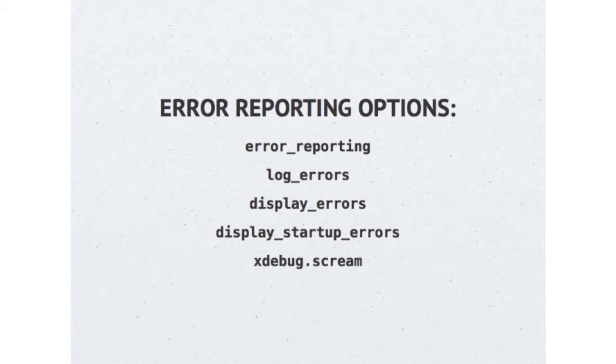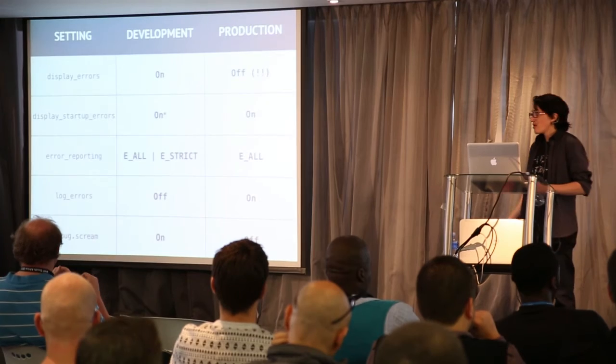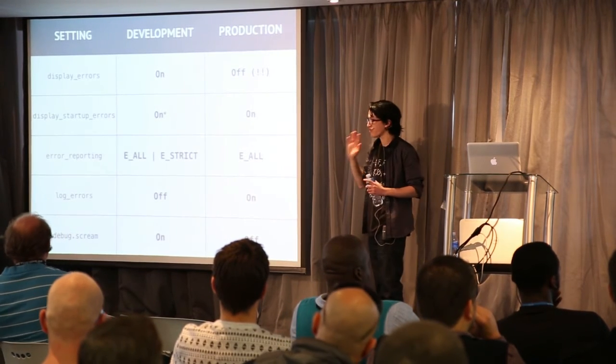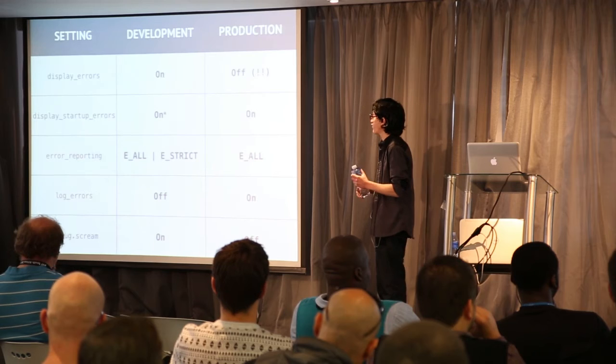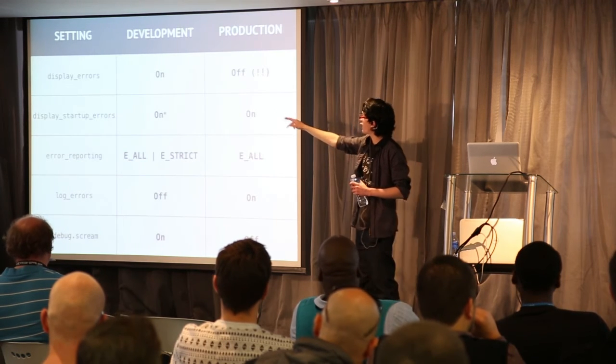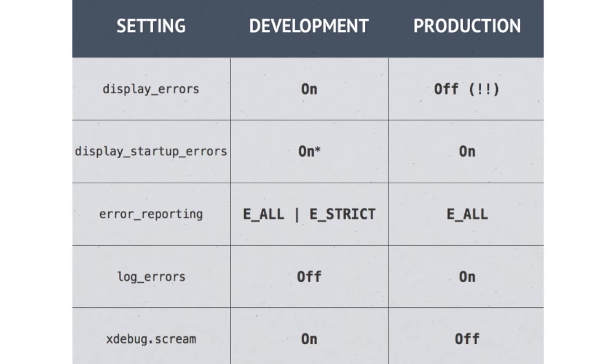Okay? So there's a few options that you can set here. Error reporting, log errors, display startup errors, and xdebug.screen. So here is my sort of advice. If this doesn't work for you, you can't sue me. We can all agree on that now. Right, so in development, display errors on all the time. You want to see your errors. You want to see when things screw up. It is so important. But in production, no.